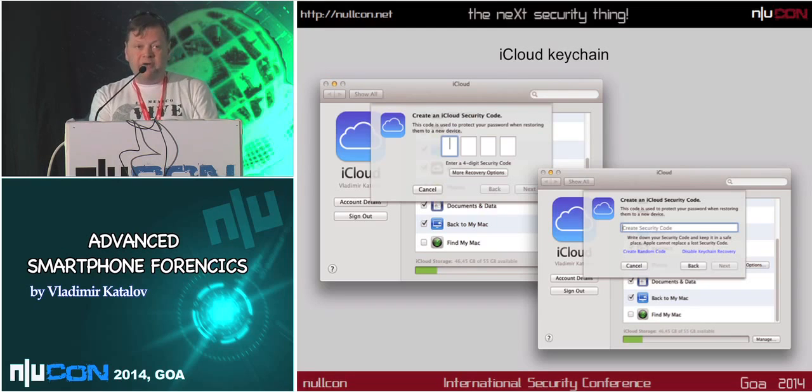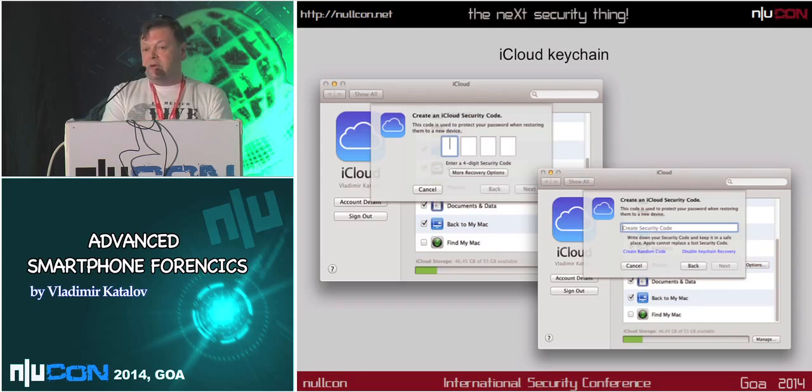And if you click on more recovery options, you'll be offered to set an alphanumeric password. You can actually skip this step and not set the security code at all. This way, you'll be able to enable the iCloud keychain on the other devices using only two-factor authentication. You have to select one trusted device, which will be used to send you an SMS notification from the Apple service. And every time you add a new device to use the iCloud keychain, you'll be prompted to enter the special code which is sent to you by SMS.